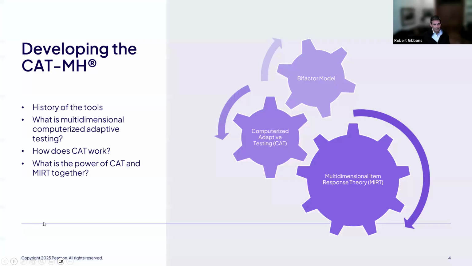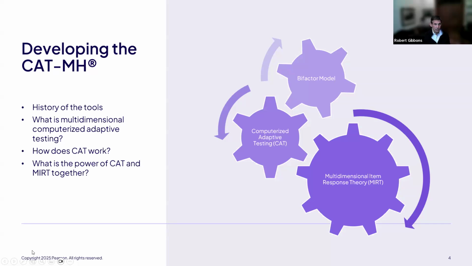Next slide, please. I'm going to be explaining, from a high level, what multidimensional IRT-based computerized adaptive testing is, how CAT works, and what you get out of all of this technology. But initially, let me start by describing the history of these tools. This work has been under development probably as a program of research initially for 20 years. And the reason is this.